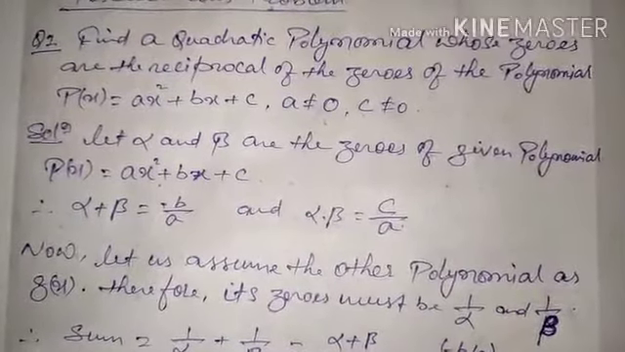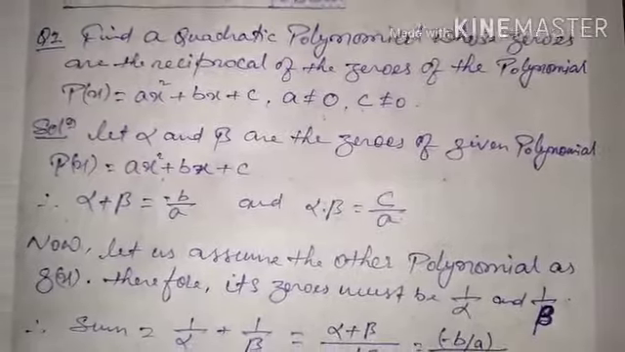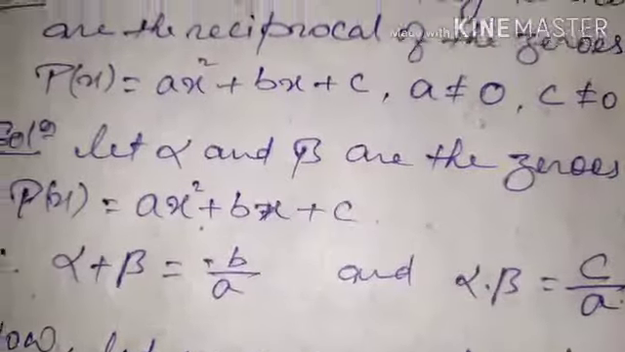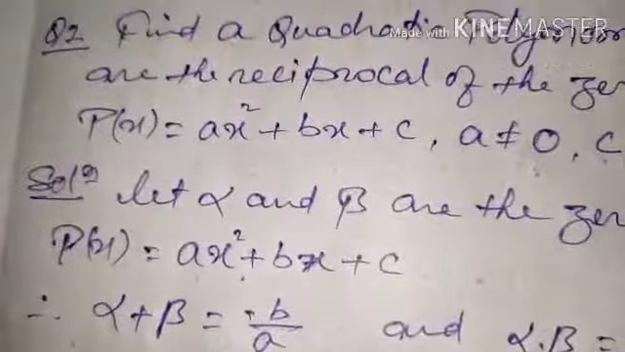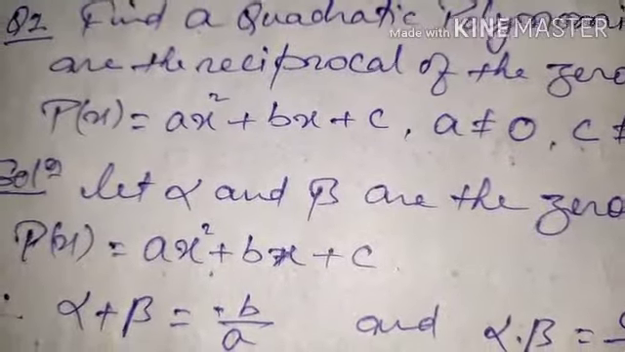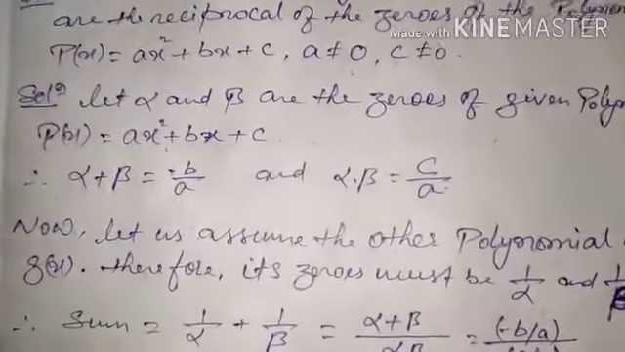It means we have to frame a quadratic polynomial whose zeros are the reciprocals of the zeros of this polynomial. So I have again taken a general form question so that it will be very clear to you. Once you understand the general form, you can easily go with the special cases, like if this question is provided with particular values of a, b and c. Okay, now let us start the solution.